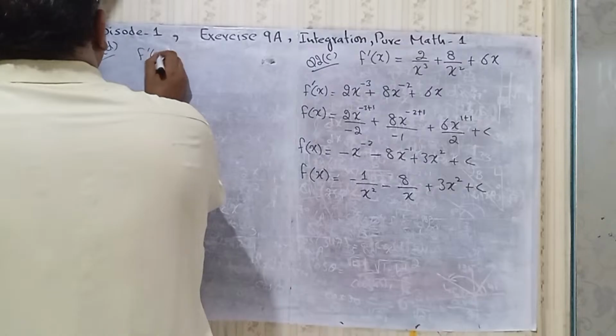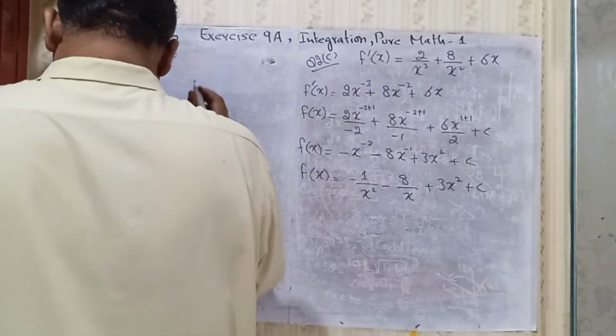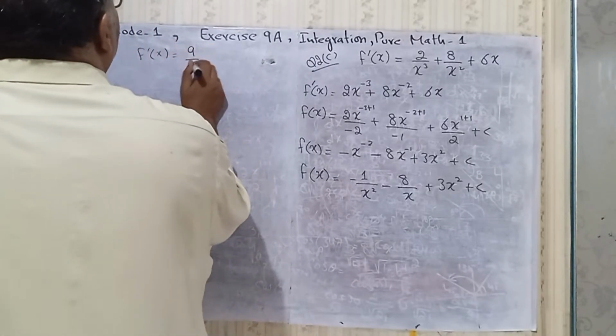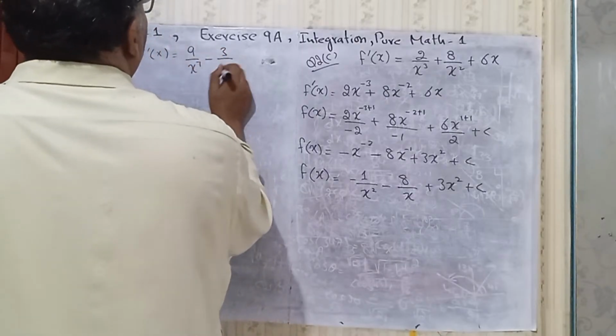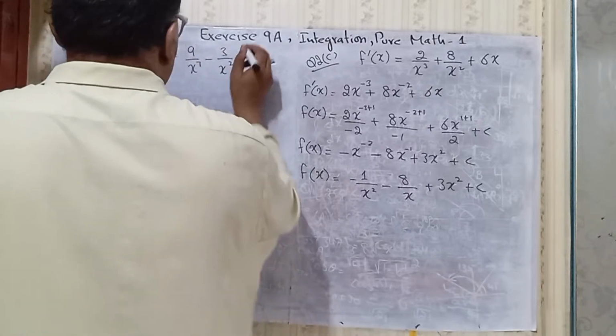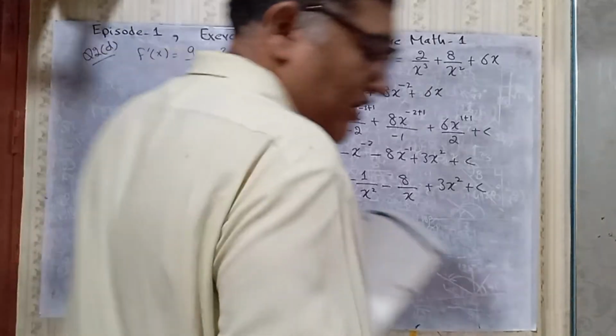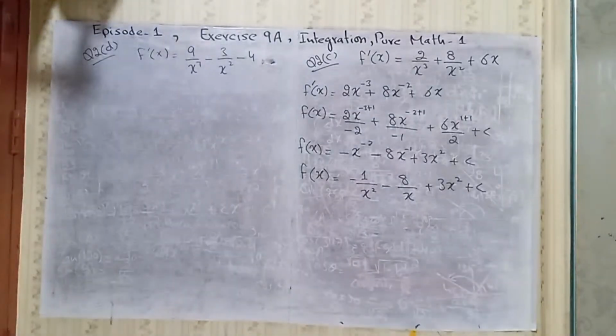So question number 2, and it's D part, and it says the derivative of f of x is equal to 9 by x raised to power 7 minus 3 divided by x square minus 4. You see, I have to very carefully check again and again, because sometimes by mistake we miss some number or we note it wrongly. 9 by x raised to power 7 minus 3 by x square minus 4. So we want to find out f of x.